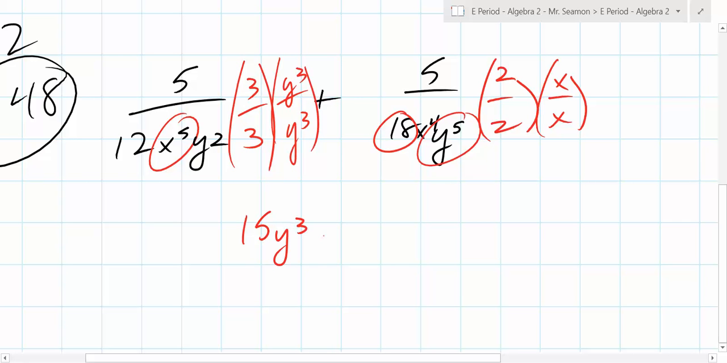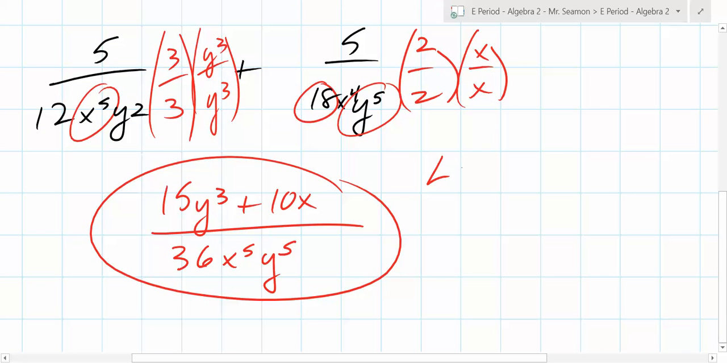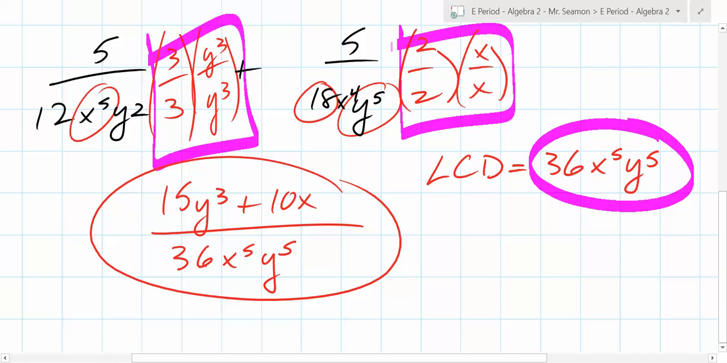15y to the 3rd, right? Plus 10x all over what? 36x to the 5th, y to the 5th. Correct. Because the least common denominator was what? 36, x to the 5th, y to the 5th. We needed to make this in both fractions. So this right here is just a complicated form of 1. And this right here is just a complicated form of 1. So have we changed anything by multiplying by 1?